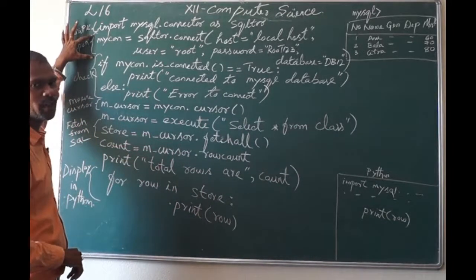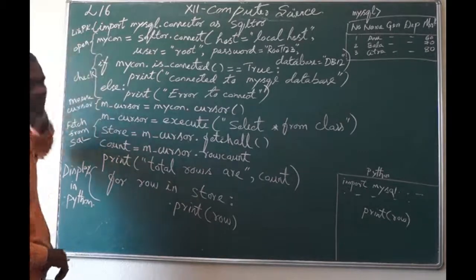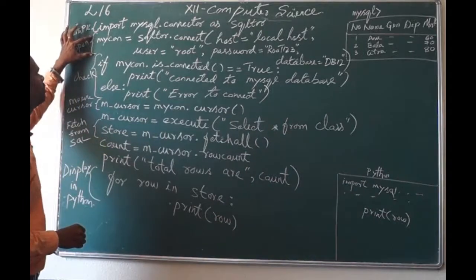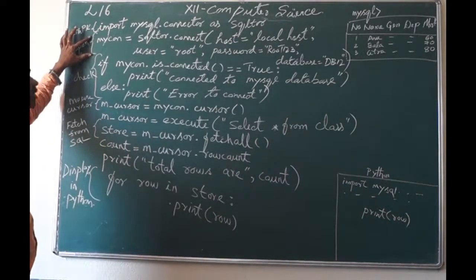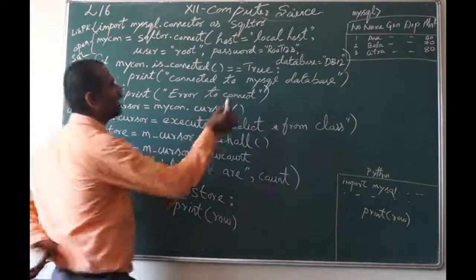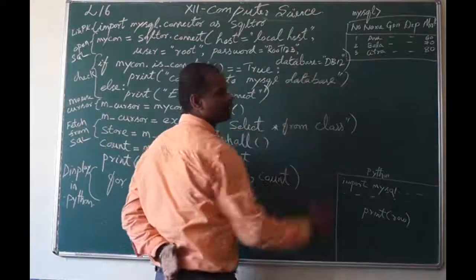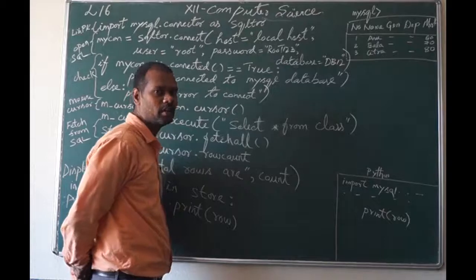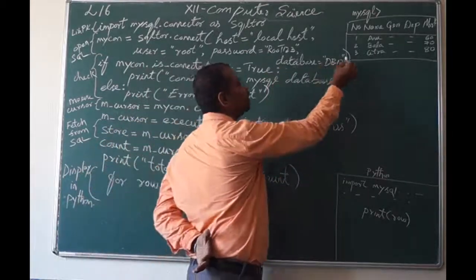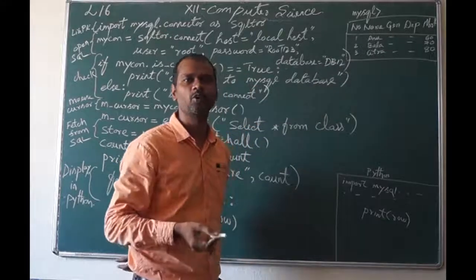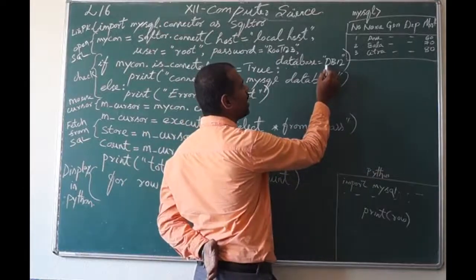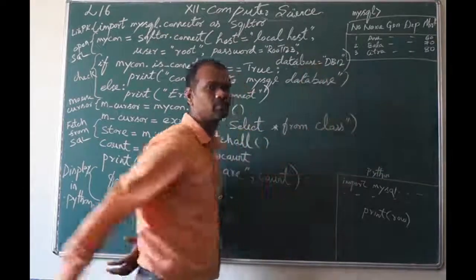This one is for what purpose? Yes, opening the SQL. These two lines are for opening the SQL. How to open? We have to mention which database. Database is equal to, within double quotes. Usually what database name do we use? Yes, DB12. That's why I wrote DB12.